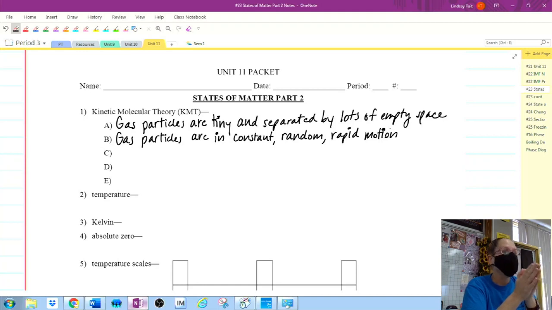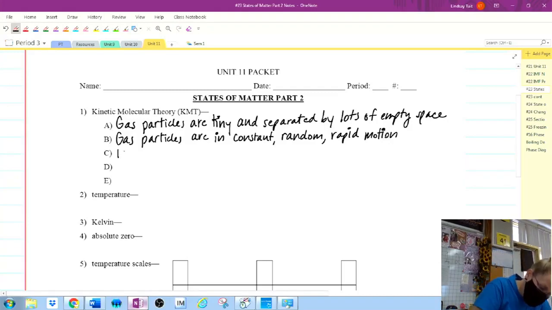But even with your solids, they may not be flowing like we think a gas and a liquid can, but in their locked positions, they vibrate. That's a type of motion. It may not be from point A to point B, but it is considered a type of movement through those vibrations. So all states of matter are in some kind of motion all the time, even if they're not going from point A to point B, which is what we think of with flowing. The solids do vibrate. All right, so that's the second part of kinetic molecular theory.